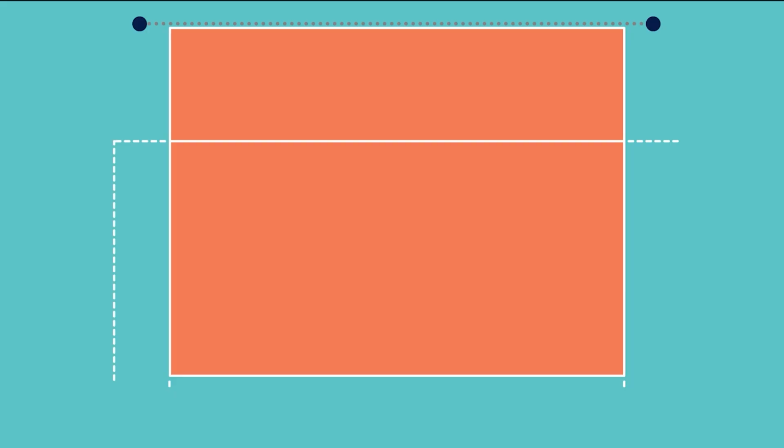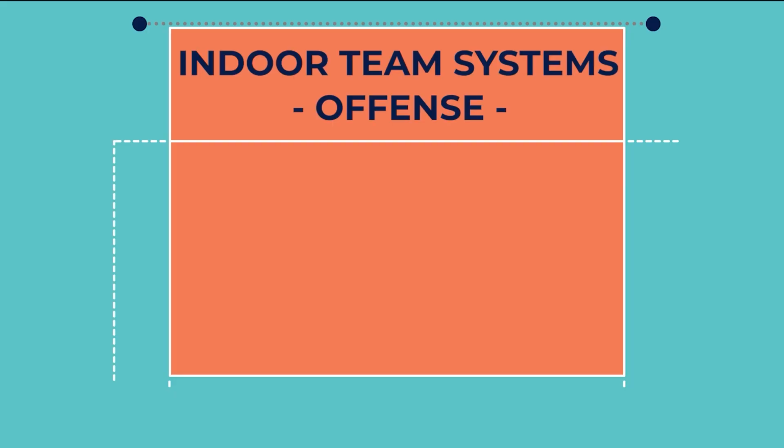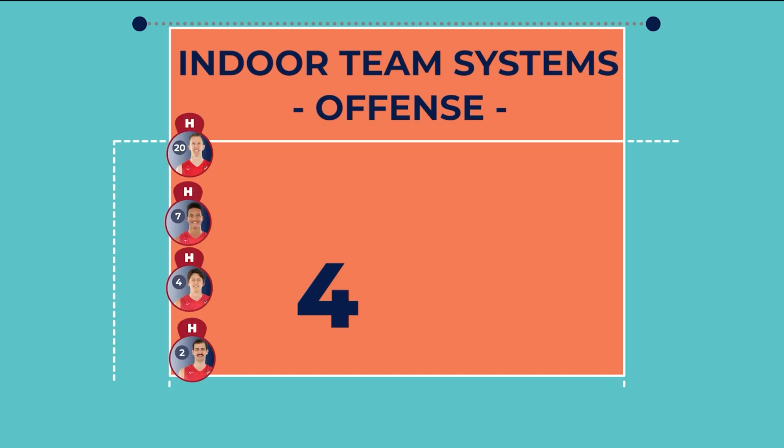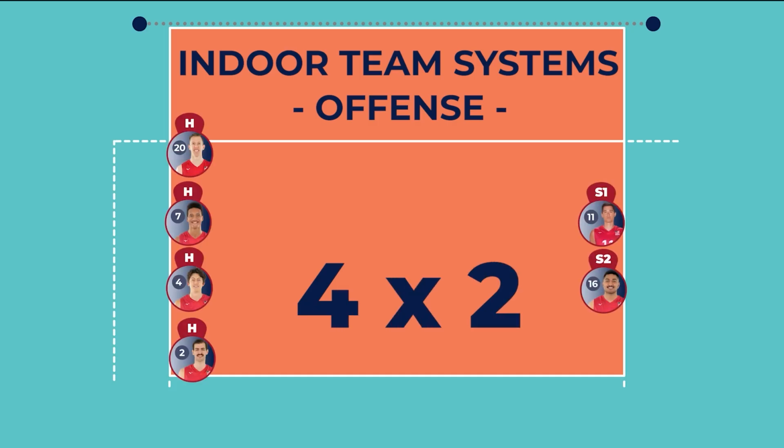In this video, we'll be breaking down the 4-2 offensive systems, one of the simplest and most effective ways to organize your team's offense. With any offensive organizational system, the first number in the system name refers to the number of available hitters, while the second refers to the number of setters used within the system.